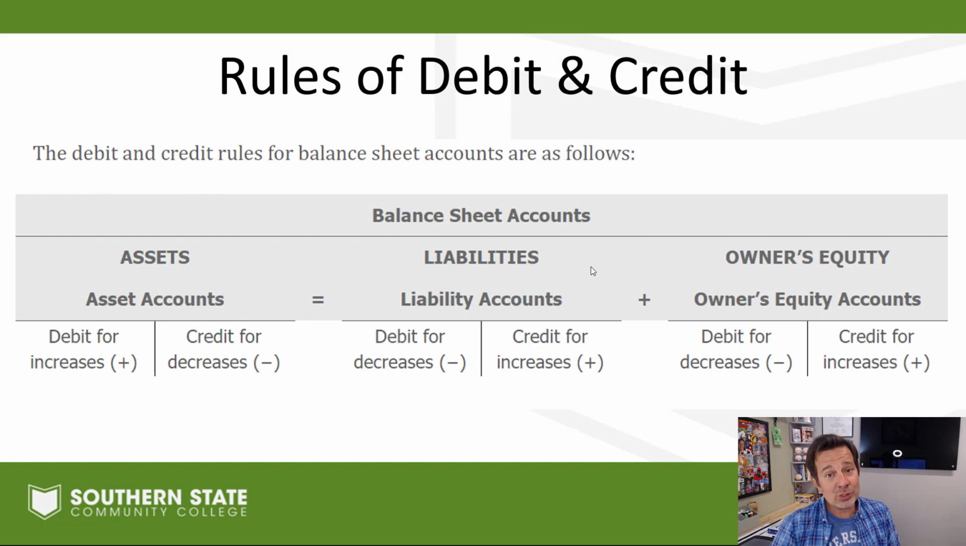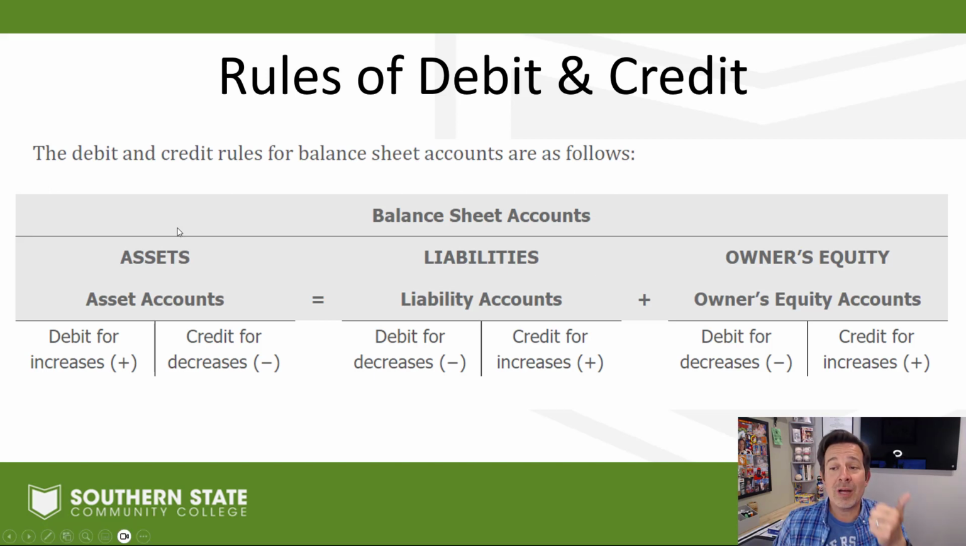Well, we have rules behind that. And here are the rules of debit and credit for balance sheet accounts. We're going to start making up a list of all the accounts we're looking at. Right now, we know the balance sheet is asset accounts, liability accounts, and equity accounts. We've only learned a handful of them.